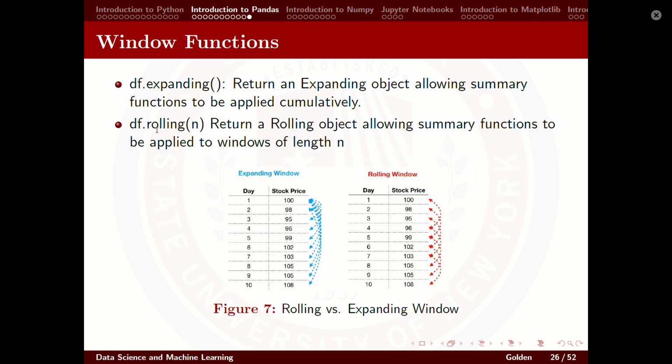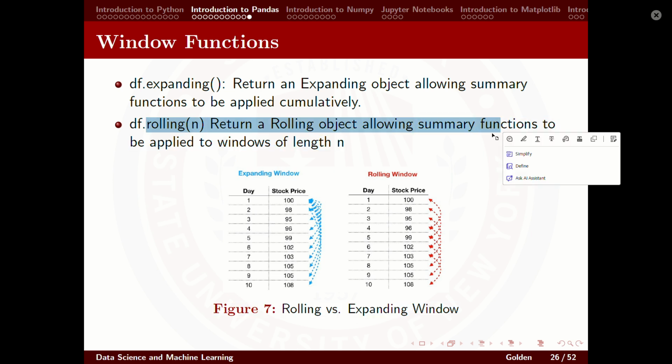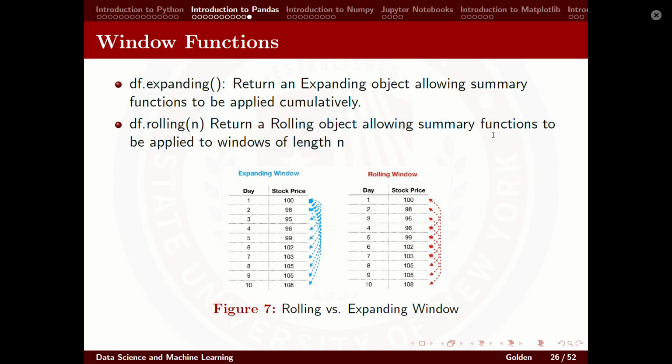And rolling returns a rolling object, allowing summary functions to be applied to windows of length n. So maybe you want to get the last 2 observations, the last 3 observations. That's how you do this. And remember, this is dependent on the index, so you have to set the index to use these window functions. But yeah, that is our introduction to pandas.